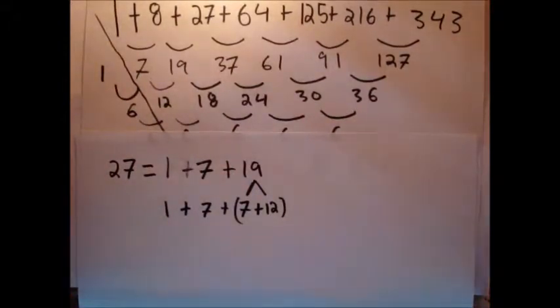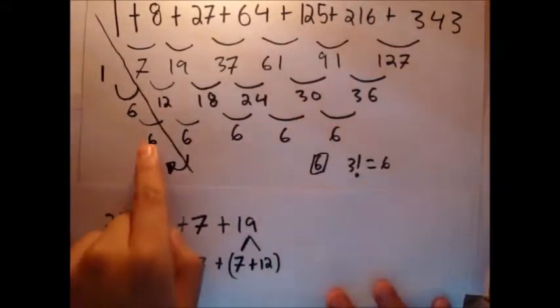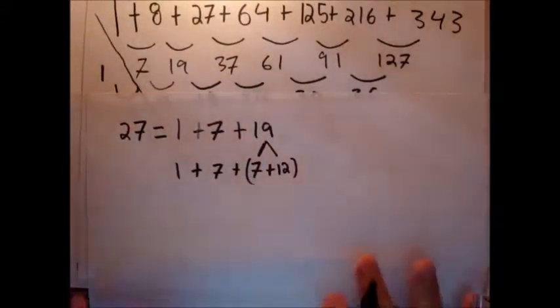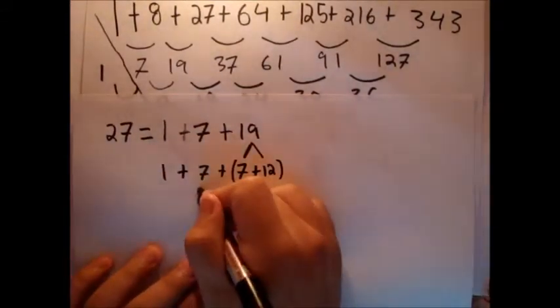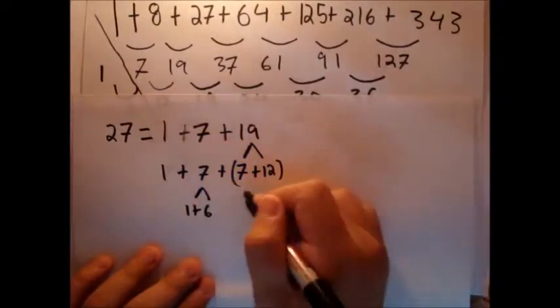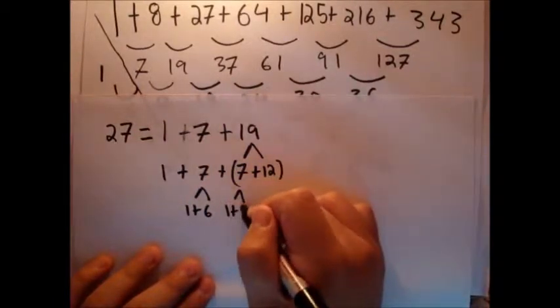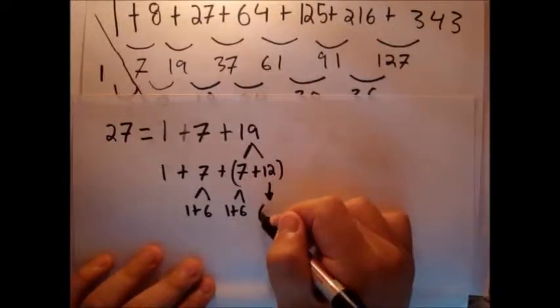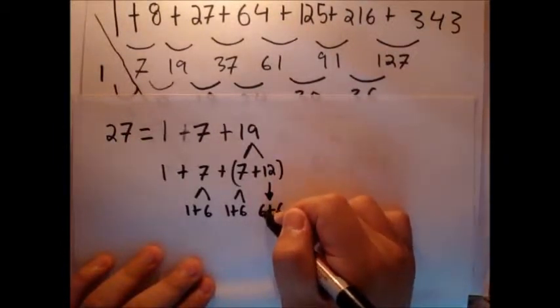But now, remember we've expanded this row right here? Well, we did this for a reason: in order to be as simple as possible. The 7 can be split up into what? 1 plus 6. The 7 right here can also be split into 1 plus 6. And the 12 can be split up into, well, 6 plus 6.